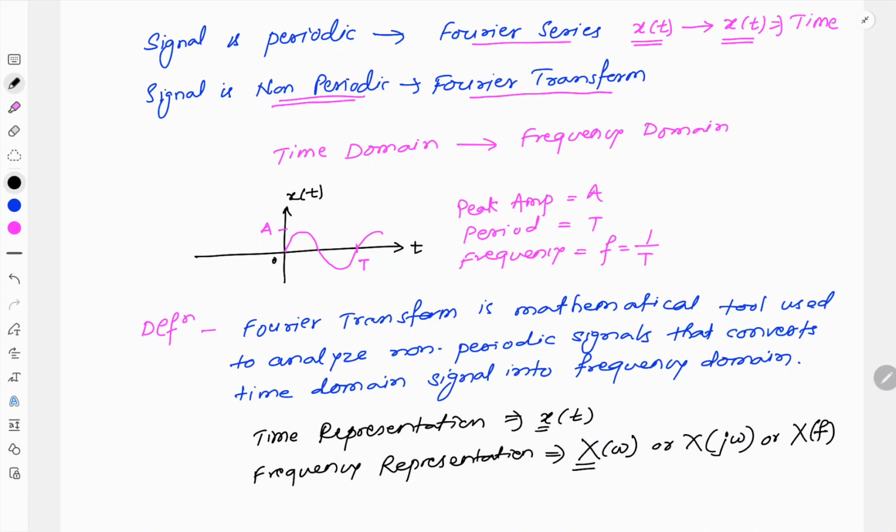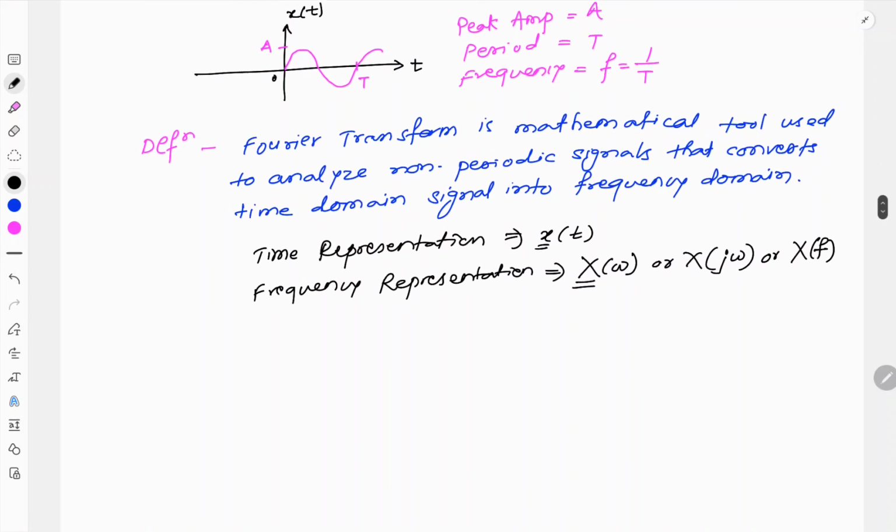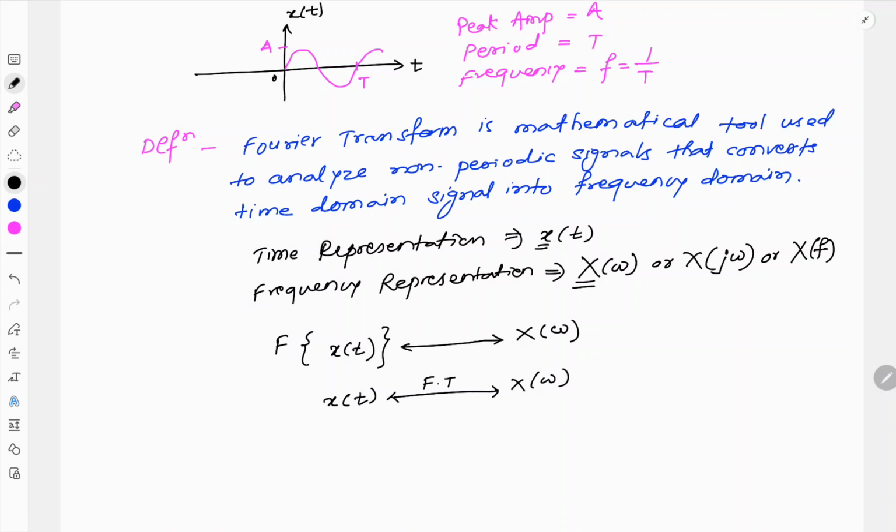Now, the time domain and frequency domain signal pairs can also be represented as follows: if I have a signal x of t, I can take its Fourier transform and obtain its representation in the frequency domain as X of omega. In the same way, we can represent this with x of t on the left and an FT arrow, which denotes the Fourier transform, to the frequency representation X of omega. So we can represent the pair of time domain and frequency domain signal using these notations.